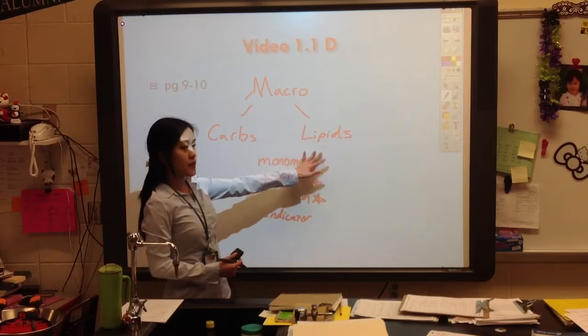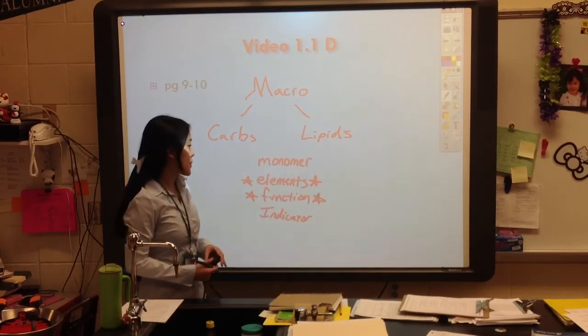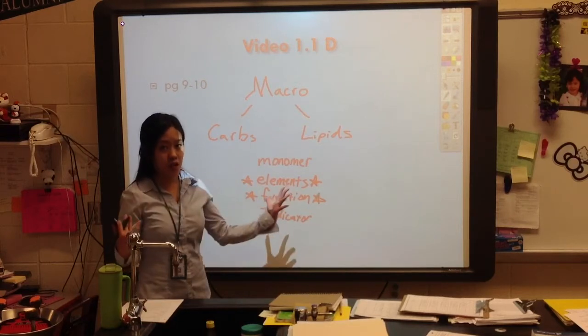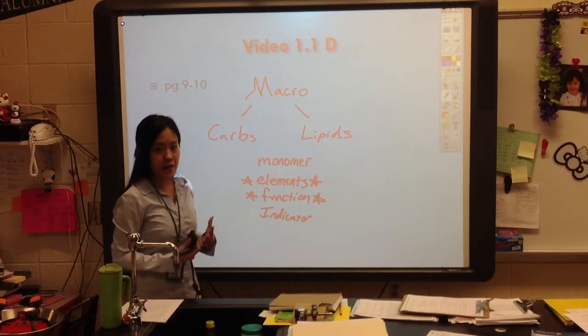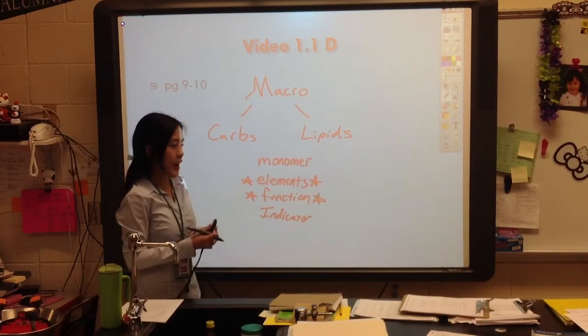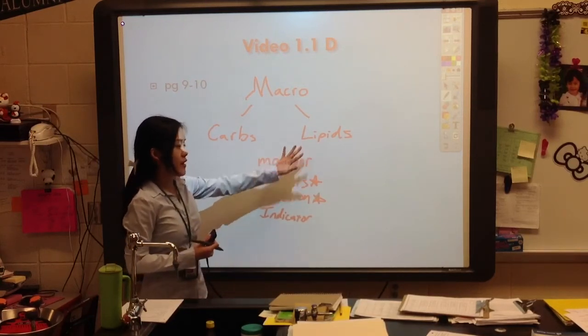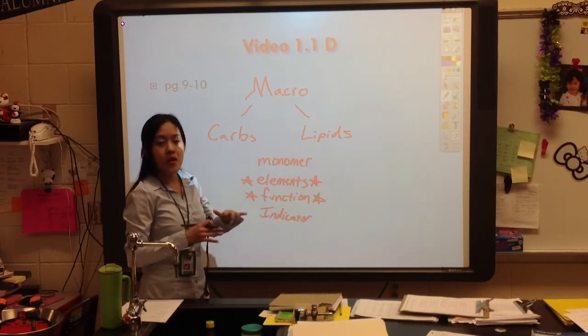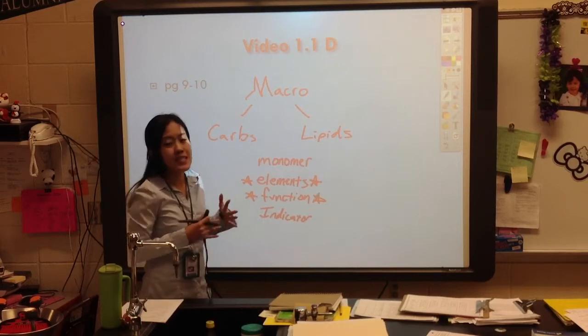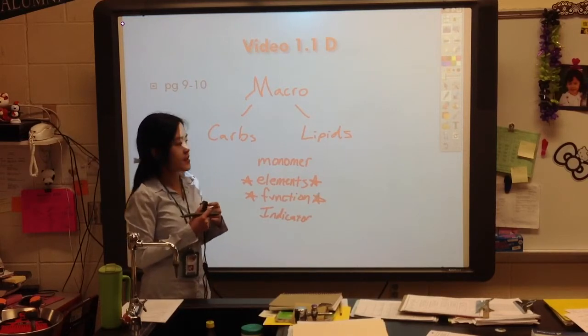On the other hand, for lipids, their energy use is for long term. So if you think about a bear that eats a lot before it hibernates, well, that's long-term storage of that energy. The other thing that lipids can be used for is insulation. So thinking of that same bear, the more fat it stores, the more insulation, the more warmth it has.